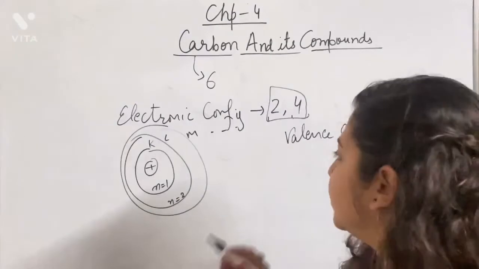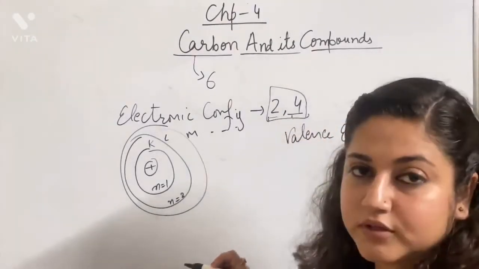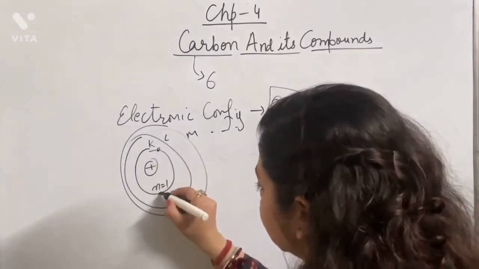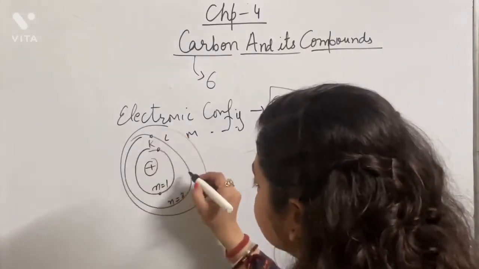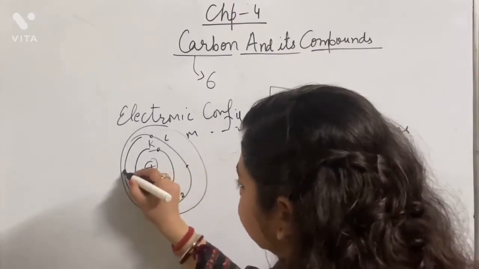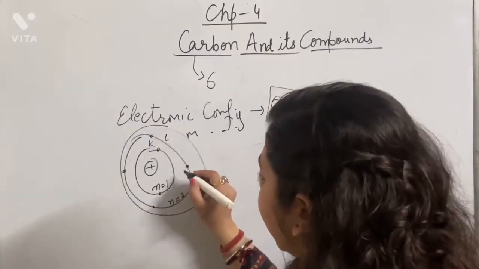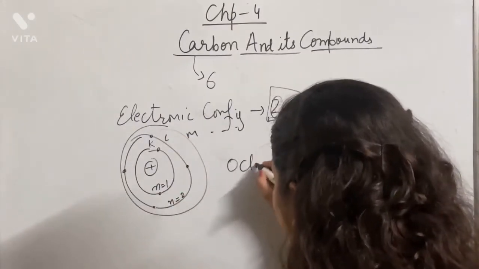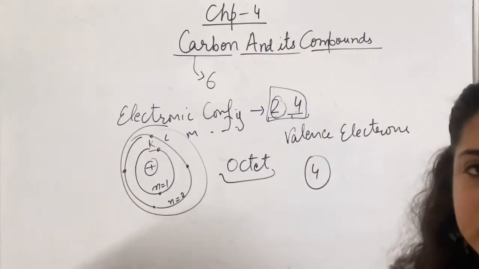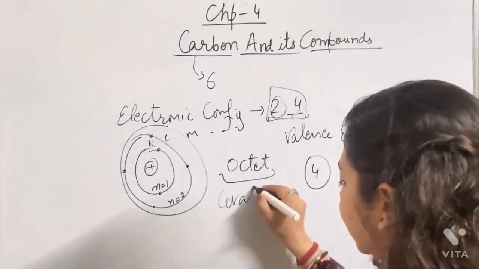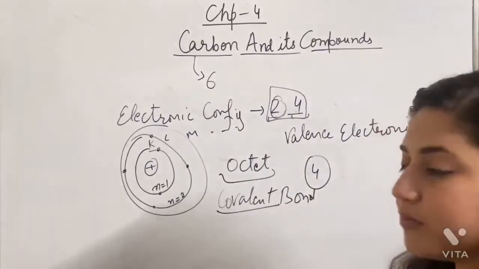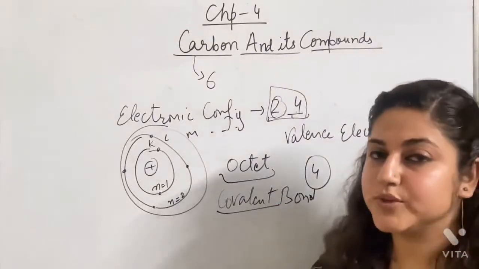In case of carbon, we have 2 and 4 electrons. These 2 electrons are present in the K shell, and further 4 electrons are present in the L shell. And these 4 valence electrons, as they have an incomplete octet, combine with 4 other electrons from other atoms to form covalent bonds, and this covalent bond is the reason that carbon forms saturated and unsaturated compounds.